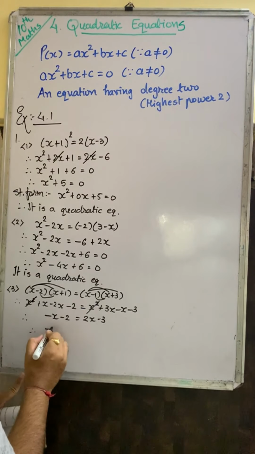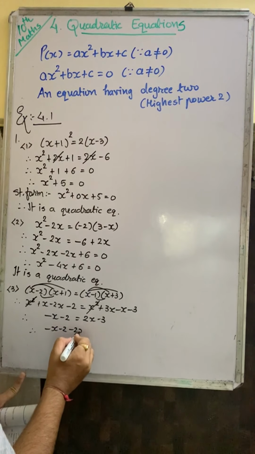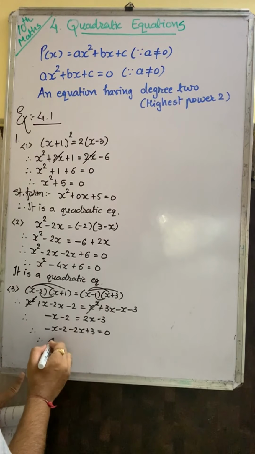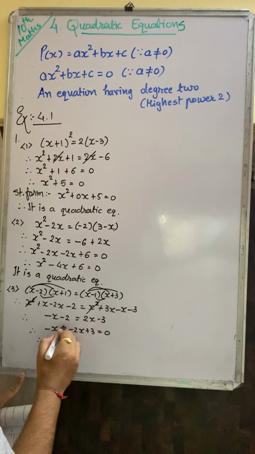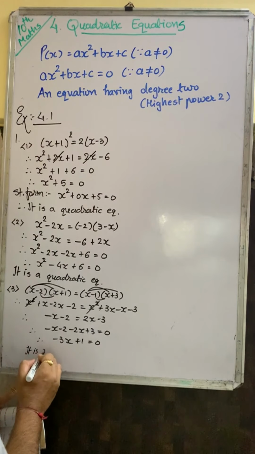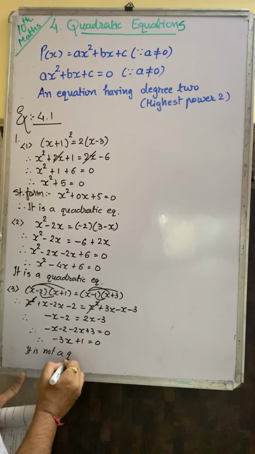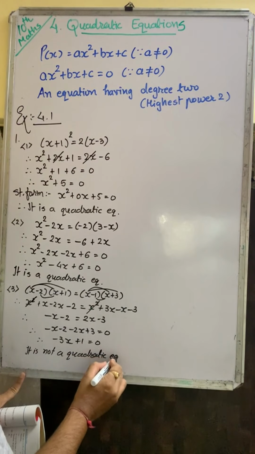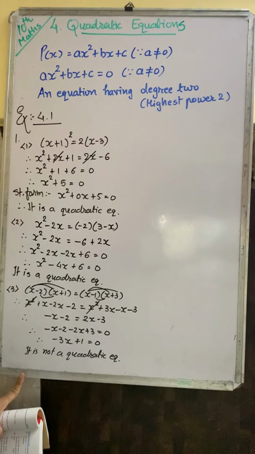Take these two terms to this side: -x - 2 - 2x + 3 = 0. -x and -2x is -3x, 3 - 2 is 1, equals 0. So it is not a quadratic. It is a linear equation, because the highest power is 1.